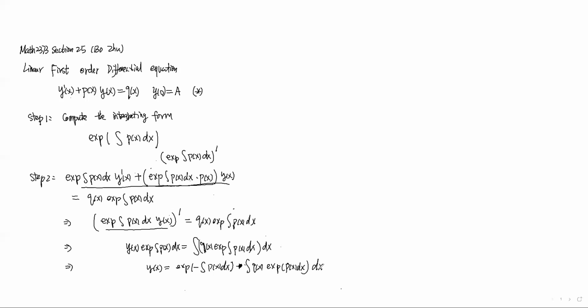After you get y(x), there should be a constant, because if you look at the integral of p(x), there should be a constant, which means the left-hand side is undetermined. So step 3 is plugging in y(0) = a, and then you fix the constant on the right-hand side.